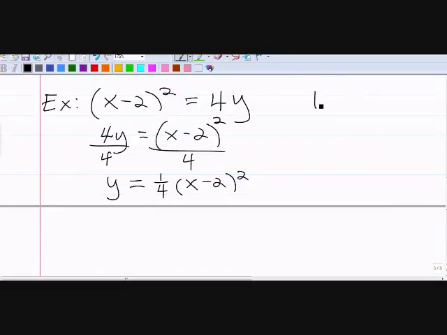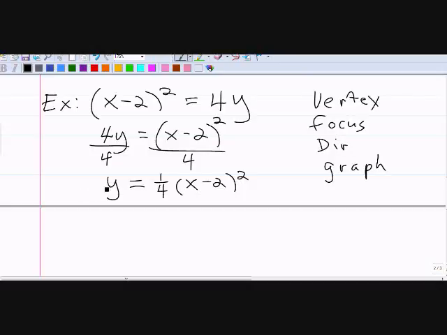Okay. I need the vertex. I need the focus. I need the directrix, and I need a graph. Dividing by 4 is the same thing as multiplying by 1/4. And I want to have an A in there. So when I have that division of my squared term, I want to turn that into a little fraction times my squared term so that it turns into my A.